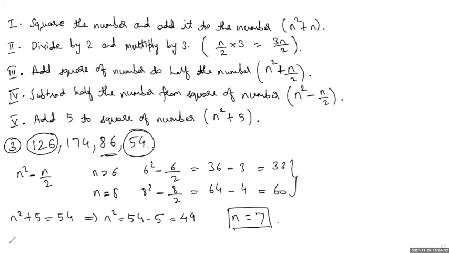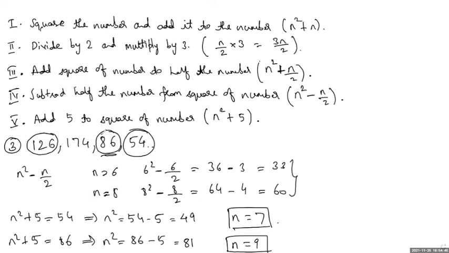Now let's check for the next number. n square plus 5 is equal to 86. Which implies n square is 86 minus 5. What is 86 minus 5? 81. Square of which number is equal to 81? 9. Correct. So clearly for each number we get a proper n value. So here n is 7, for this n is 9. For this you get it by one by one squares of numbers. So which is the correct option? Which is the correct rule for this question? 5. Correct. Rule number 5.